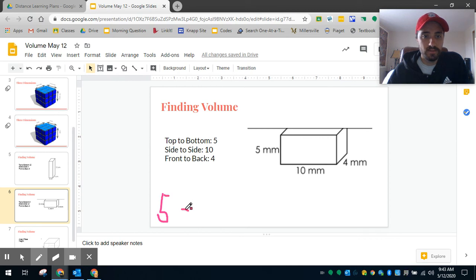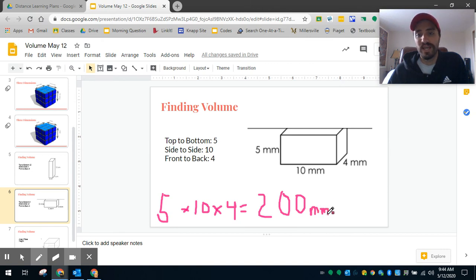5 times 10 times 4. 5 times 4 is 20. 20 times 10 is 200. What's our unit here? Our unit is millimeters. And we have to have a to the third because there are 3 dimensions. So we say this is 200 millimeters cubed because we're talking about 3 dimensions.